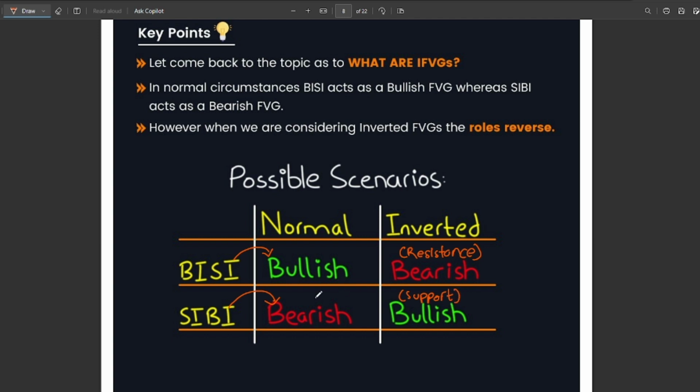So I hope it is clear. It is a really simple concept that in inverse fair value gaps, the roles switch. Bullish fair value gaps become bearish fair value gaps and bearish fair value gaps become bullish fair value gaps. It is this simple. Nothing complicated. Now let's move on to some examples of this.